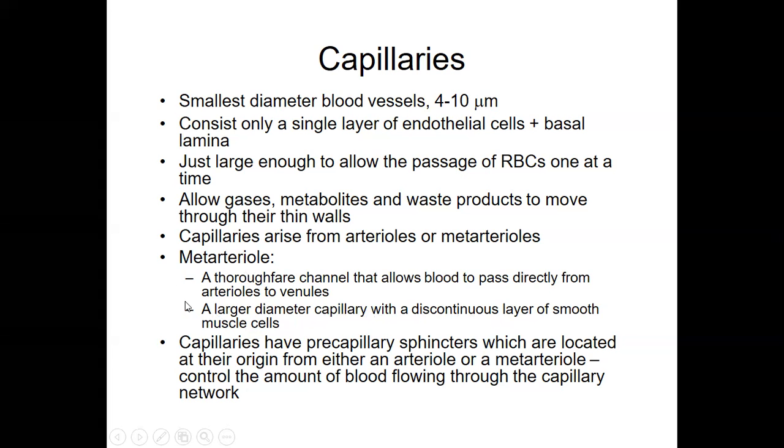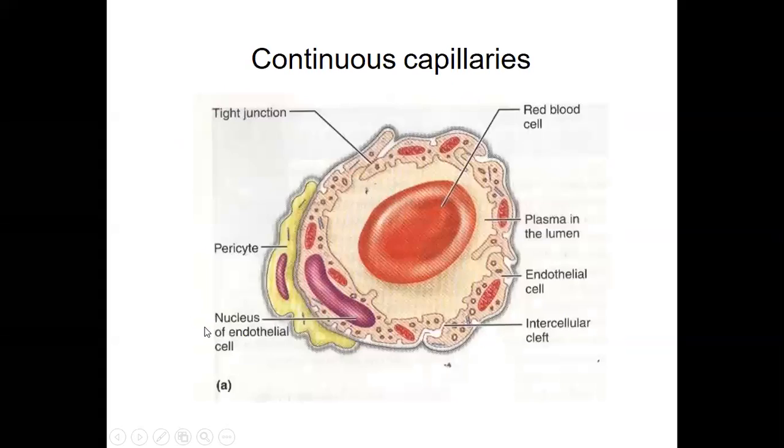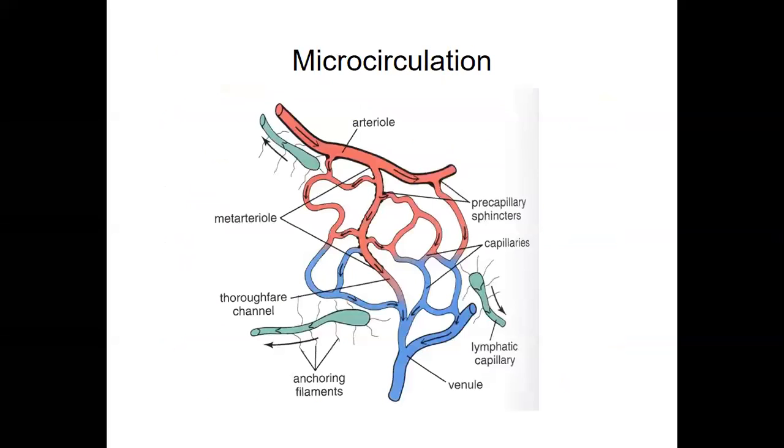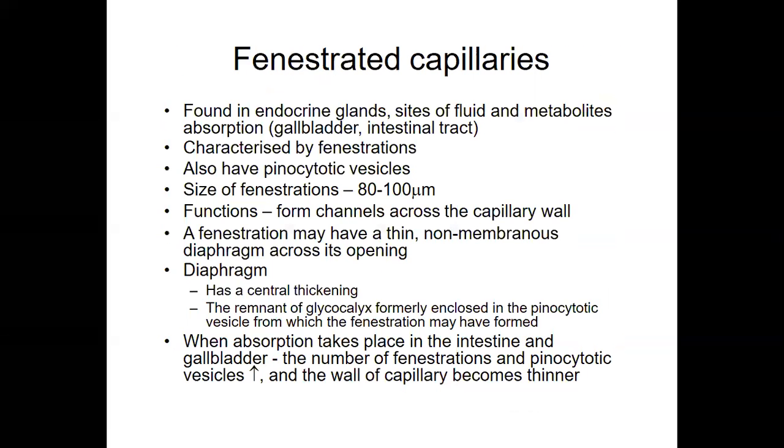I will show you where the metarteriole is. I hope I have a picture. So you can see here, this is the metarteriole. The metarteriole is passing directly from the arteriole to the venule. That is the metarteriole.